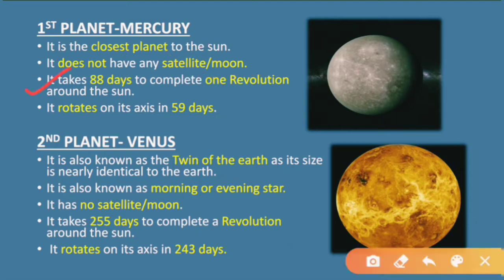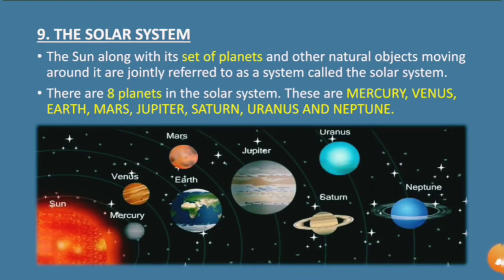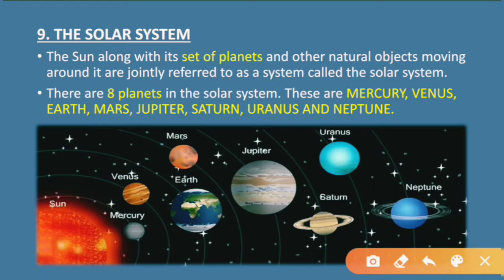Moving to the next point, that is, it takes 88 days to complete one revolution around the sun. Means, how many days does the planet Mercury take to revolve around the sun? See, students, the planets move in two ways. The first is, wait, I'll tell you with the help of an example. You can see this picture. Can you see this white line? These are orbits. As we have studied in the previous class, orbits are the path in which the planet moves. The planet moves in the same path, like this. They move in their own path.